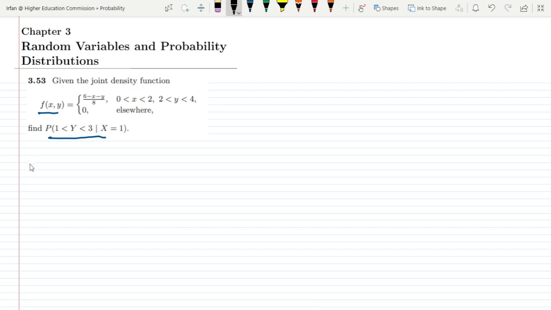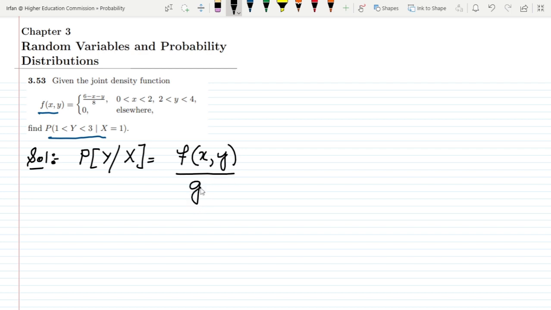In order to find the probability of y given x, we have to use the conditional probability, because here we have a condition that x is given. So we use the conditional probability in which the joint density function f(x, y) is divided by g(x). This is equation A, and in this equation let me first find g(x).